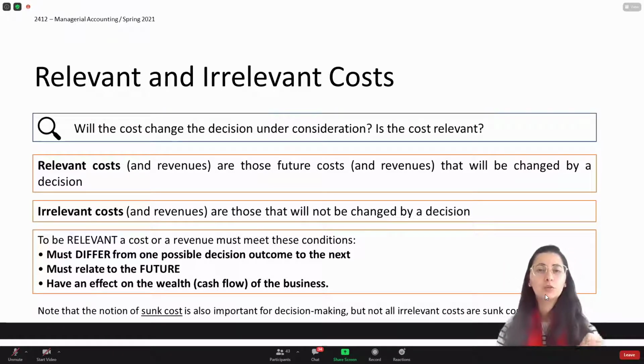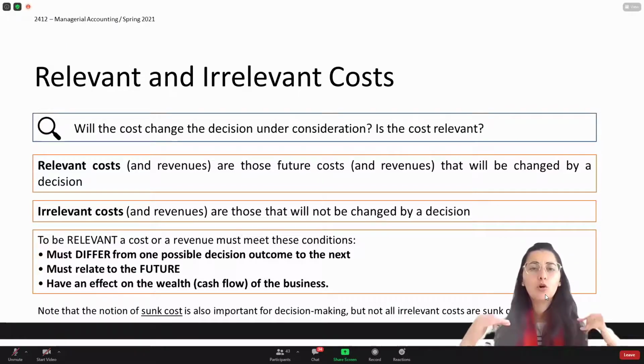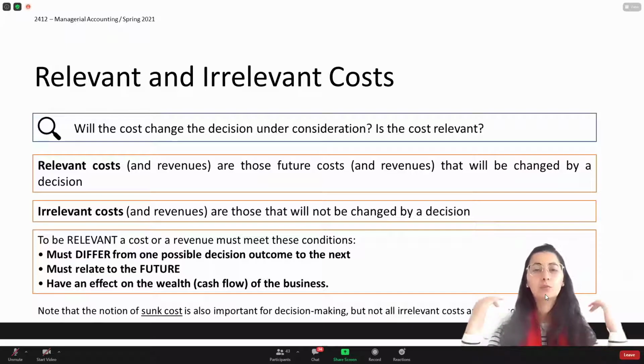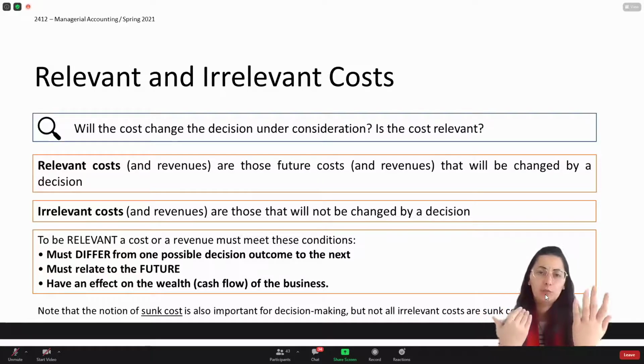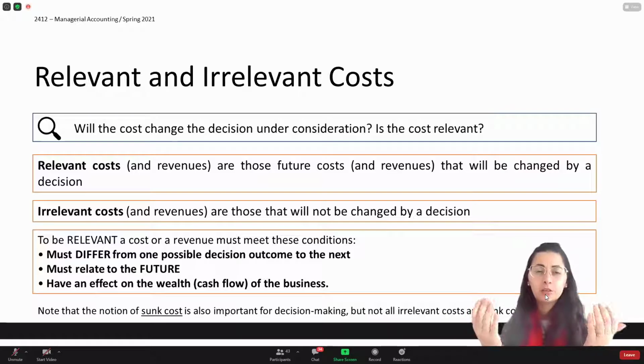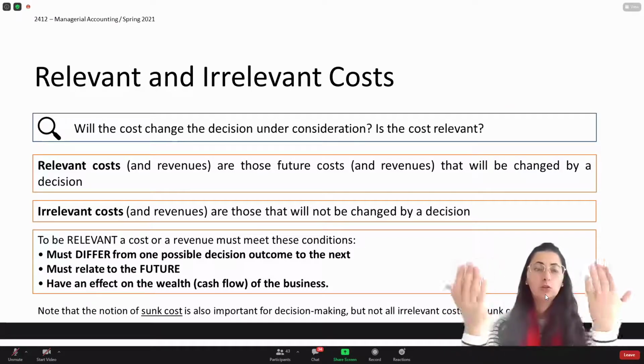Second, these costs must relate to the future. They need to be costs that we are going to incur or sacrifice in the future. It's not costs that we already had in the past. Okay, it has to be related to the future. Because notice, if we're going to make a decision between producing product A and product B, it only makes sense to analyze costs that I will have in the future. If it's costs that I already incurred in the past, they will not change in the future. If I choose one or the other option, the costs from the past have been incurred already, so they will not change in the future.